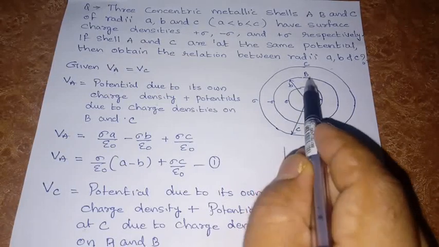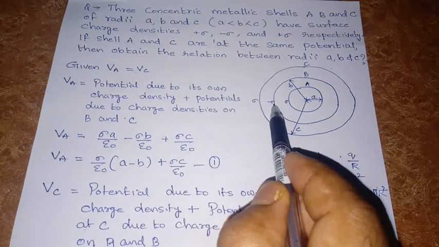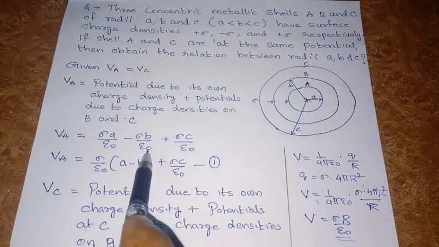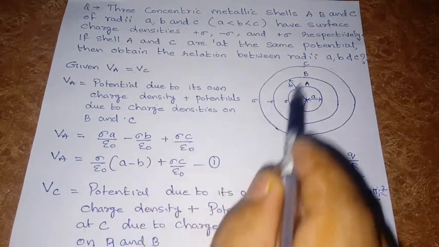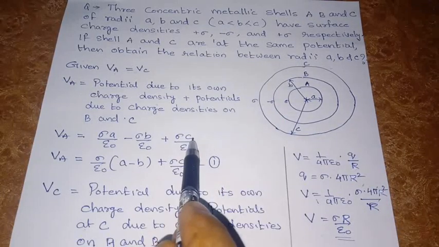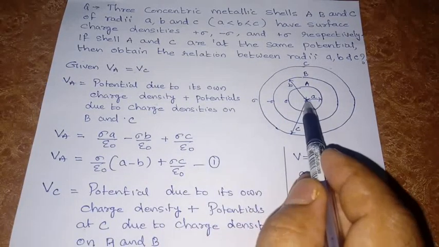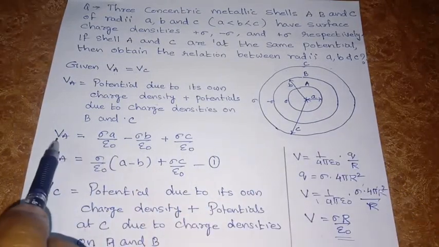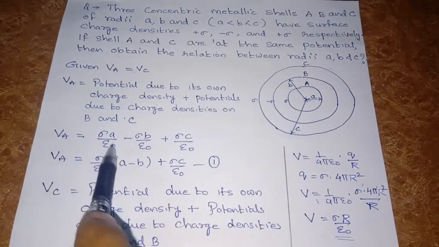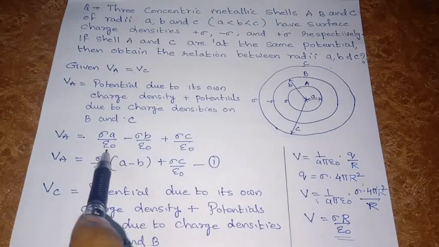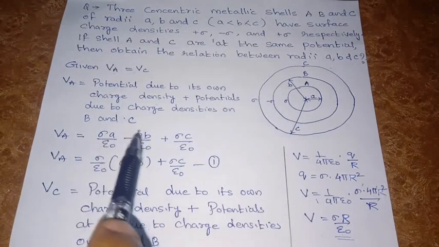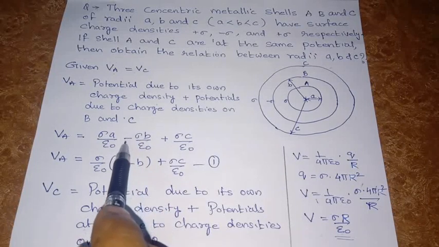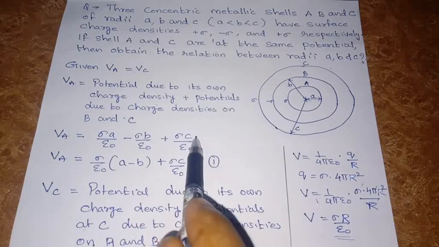What is the surface charge density on B? Minus sigma. Therefore potential due to B will be minus sigma into radius of B divided by epsilon 0, plus potential due to C, sigma into radius C divided by epsilon 0, because radius of the outer sphere C is equal to small c. So on the surface of the inner sphere, potential is there due to its own charge, that is sigma a by epsilon 0, and inner sphere is residing inside a potential that is created by the charge density on the second sphere as well as outer sphere.